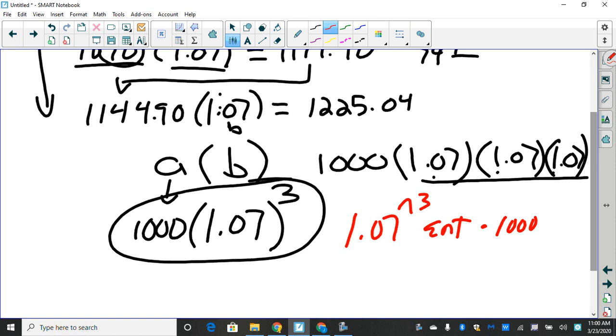1.07 raised up to the third power, I hit enter, and then I simply multiply that by the initial investment of 1,000. And notice, what do you get? You get what we got right here. You still get 1,225.04. So here it is, there's A, B to the X.